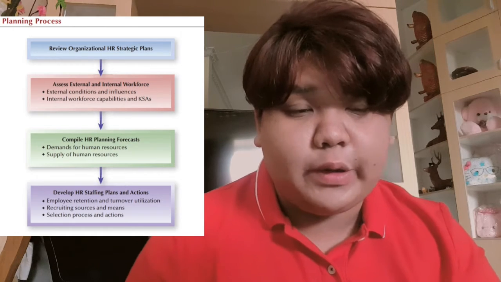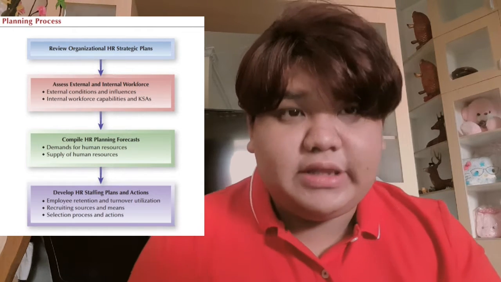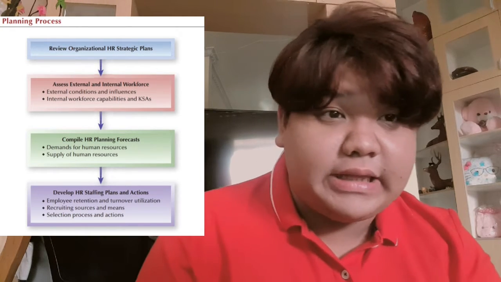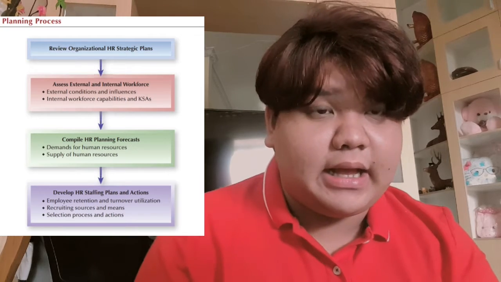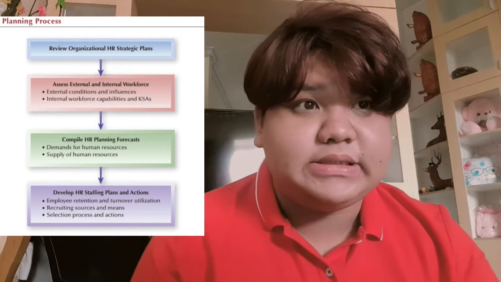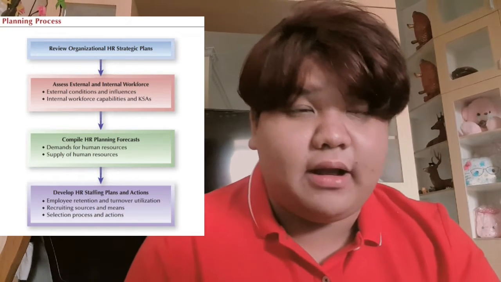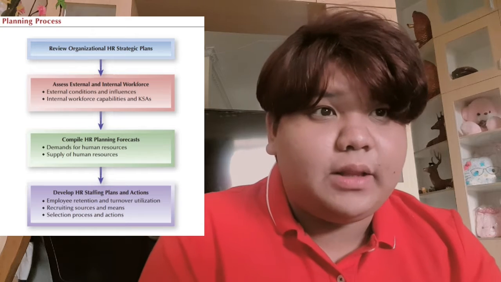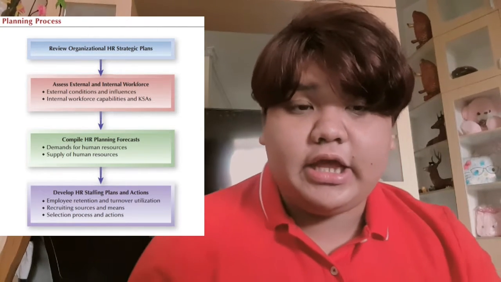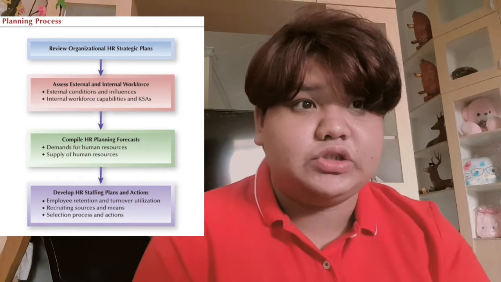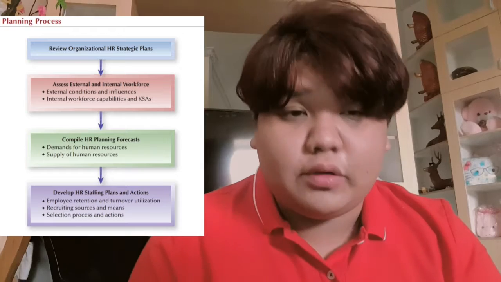To do HR planning, there are some processes. The first step in the HR planning process is to review the organizational HR strategy plan. The second step is to assess external conditions or influences, and internal capabilities and KSAs in the workforce. The third step is to compile the HR planning forecast, which is the demand for HR and the supply of HR. And the last step is to develop the HR staffing plan and actions. The actions could be employee retention, turnover, utilization, recruiting, search and means, and selection process and action.